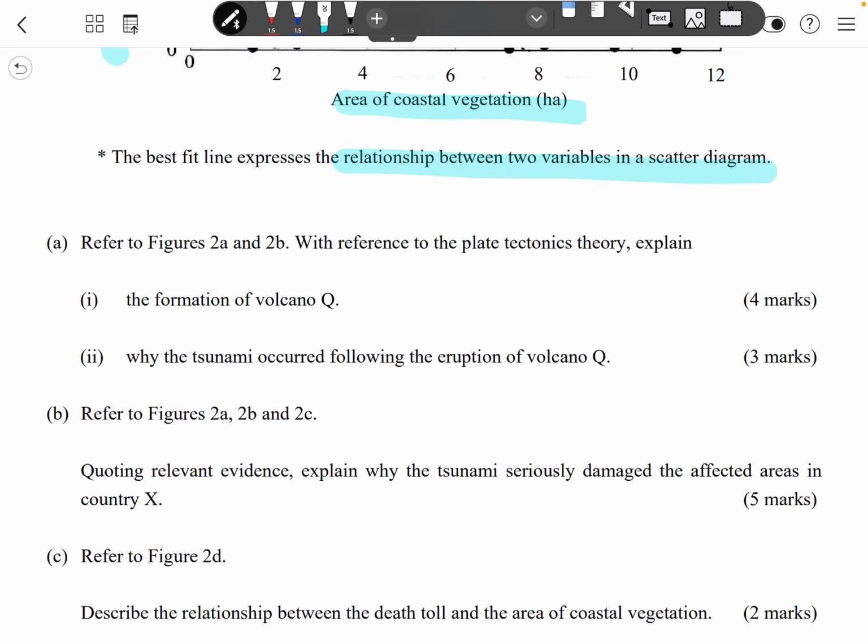Refer to Figures 2A and 2B. With reference to plate tectonic theory, explain the formation of volcano Q. For this question, I think the overall performance is good. Most of you can explain the formation. Just some of you skipped some key ideas, like forgetting the name of the plate. And also some of you forgot to mention the extrusion of lava.